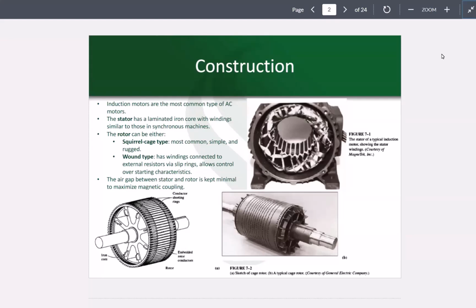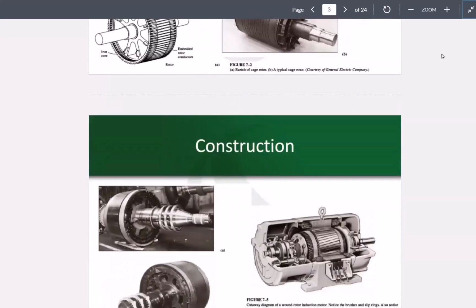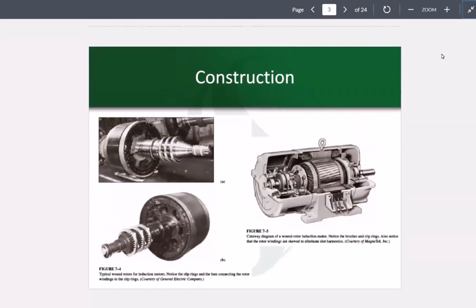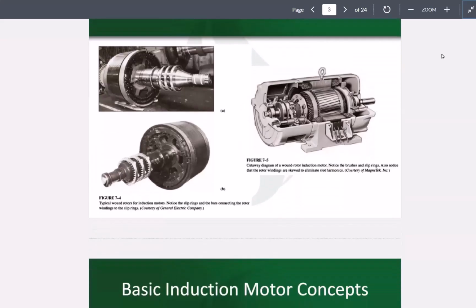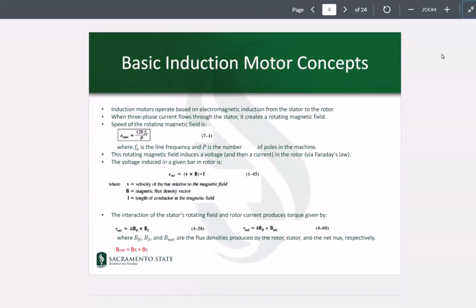That is the most common type of induction motors. However, there is a wound type also, which provides external windings that are connected to the rotor in order to be able to change the rotor's resistance for different purposes that we will be covering later. In both types, the design is such that the air gap between the stator and rotor is minimal so that you can maximize the flow of power through the machine. And these are some schematics in the book associated with different types.